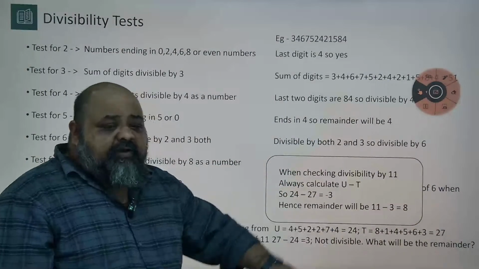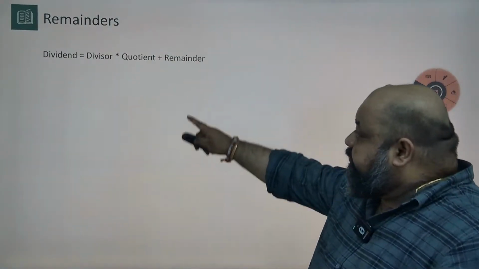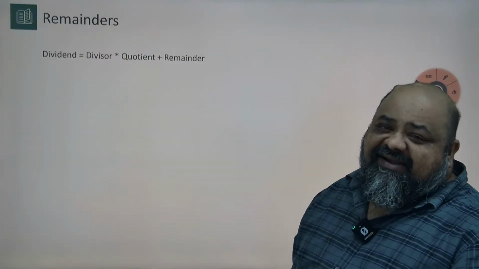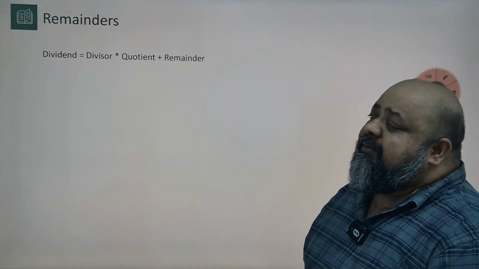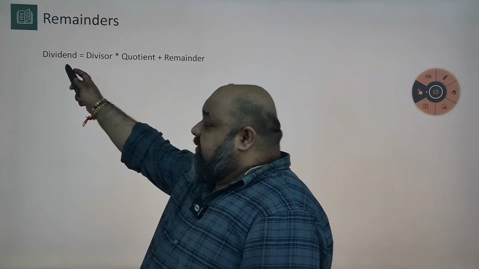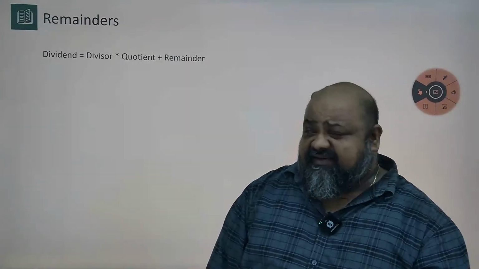So, we will talk about the concept of negative remainder today as well. Next. This is the equation that we have. Dividend is equal to divisor into quotient plus remainder. For example, when I divide 15 by 2, so 15 is equal to 2 into 7 plus 1. The number that is being divided is the dividend. The number which is dividing is the divisor.